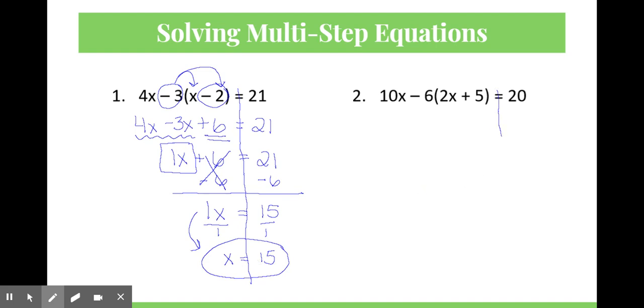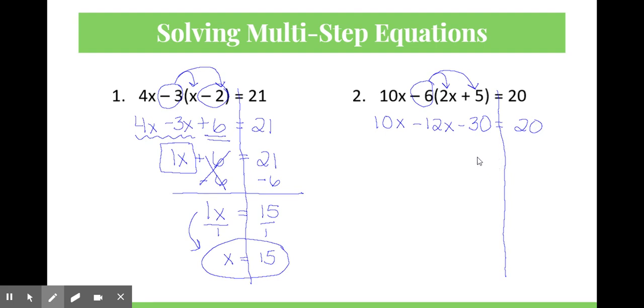Problem number 2. Draw your line where the equal sign is, and let's go through the steps. Step 1, distribute. There's a -6 immediately in front of the parentheses, so that's what will be distributed to the terms that are inside the parentheses. Multiply. -6 times 2x is -12x. -6 times +5 is -30. Bring down everything that was not part of that distributing. So I'm going to bring down that 10x equals, and I'm going to bring down that 20.